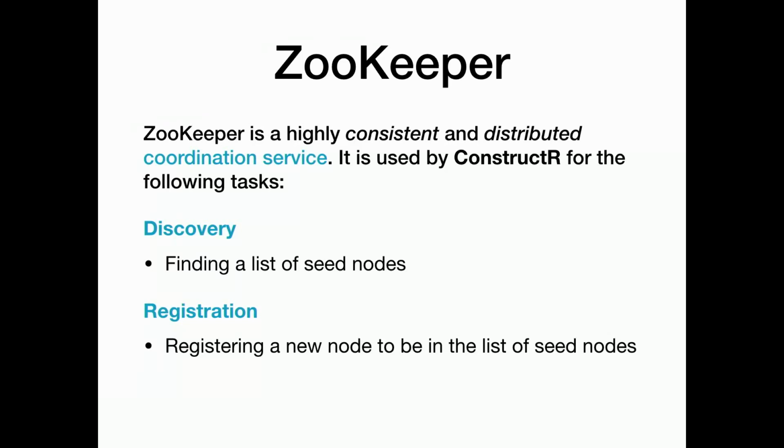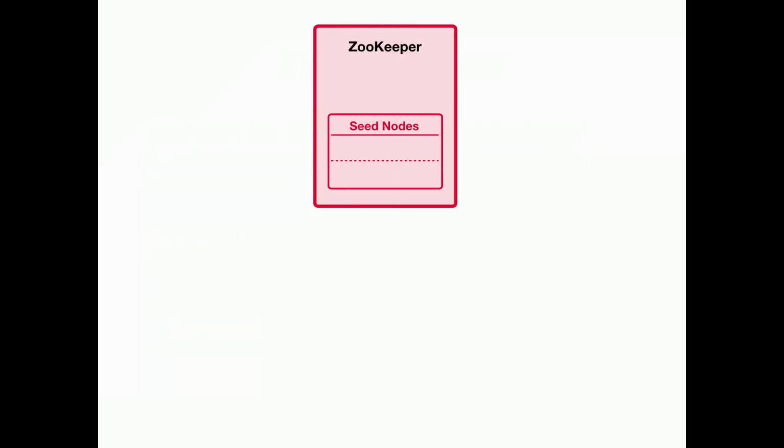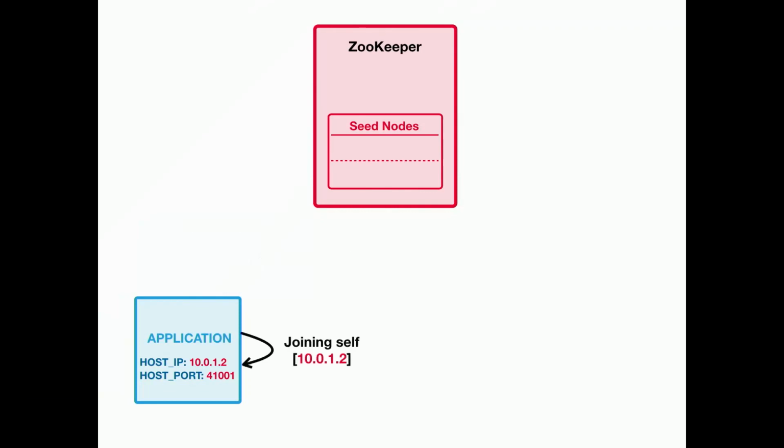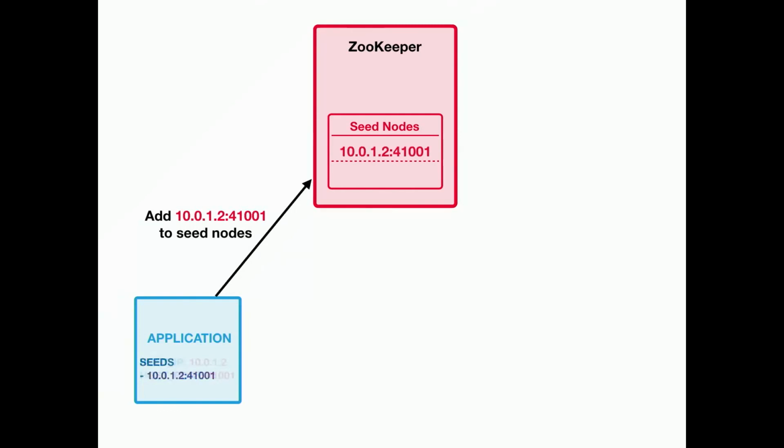Now that we know about Zookeeper and ConstructR, let's see an example, because this is a bit confusing. So we have Zookeeper running. When an Akka application starts up, it's going to call out to Zookeeper using ConstructR and say, hey Zookeeper, are there any seed nodes in the cluster? Zookeeper is going to say, nope, there's nothing there because you're the first one. So it gets an empty list. The application says, okay, I guess I'm the first one, so I'm going to form a cluster of one. It's going to join itself and add itself to Zookeeper. So now it's a contact point for other nodes that are joining.